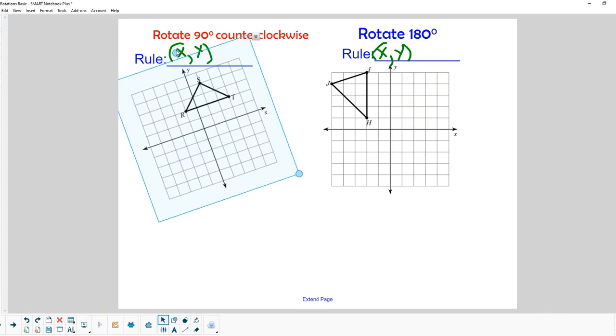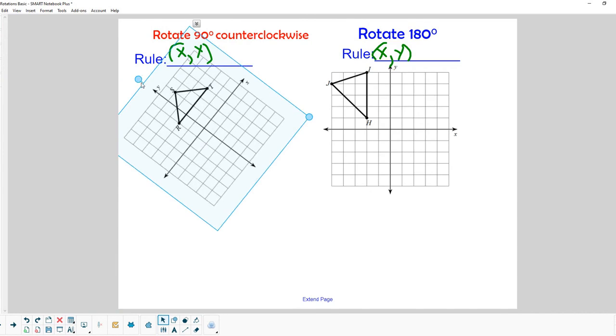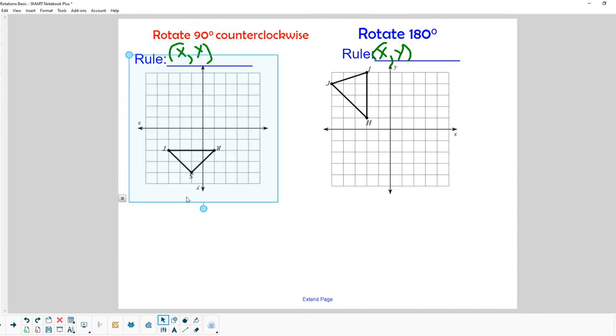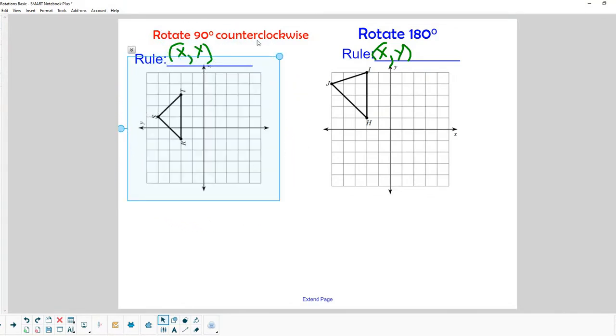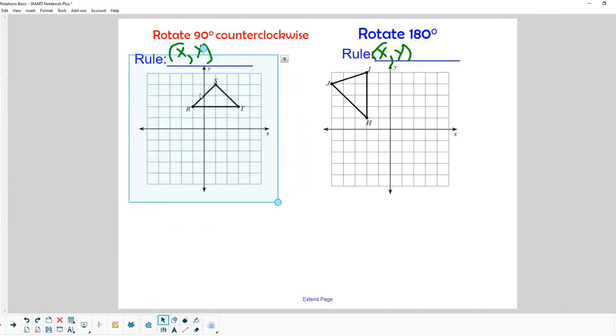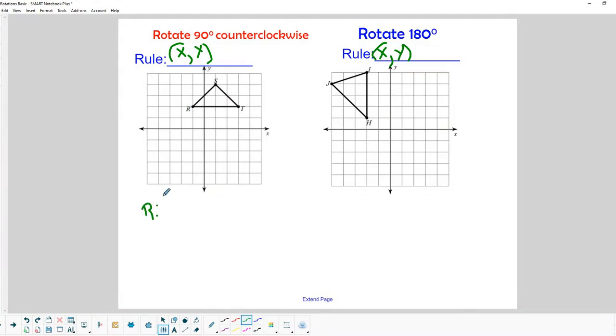So if we rotate the entire image counterclockwise 90 and 180, then what would we notice? Oh, that's too far. We only had to go 90 degrees counterclockwise. So let's go back up to our original image and let's write down the coordinates of one point, all right? So let's say R. The coordinates of R are negative 1 and 2.